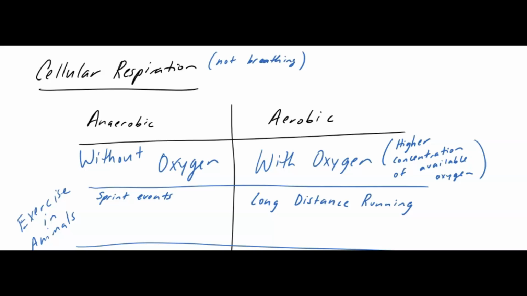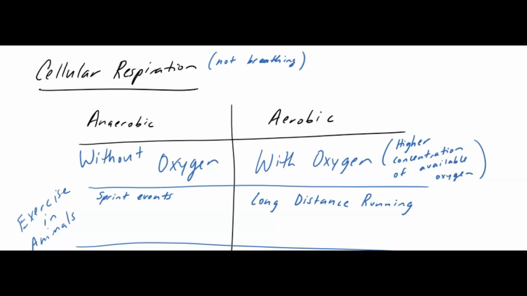On the anaerobic side, in animals, if we take track and field as an example, the sprint events, the 100 meter dash, the 200 meter run, the 4x1 shuttle run, those types of things are going to be anaerobic, meaning that the muscle tissue is going to have a little bit less of a presence at that time.